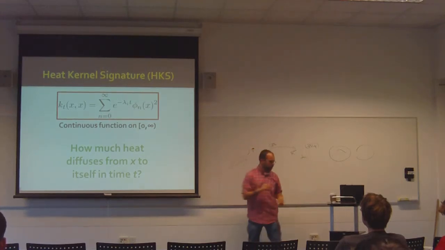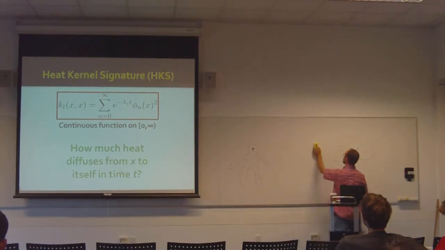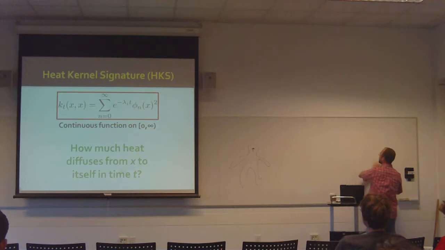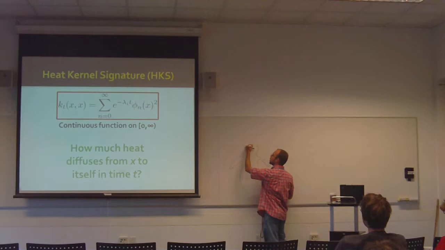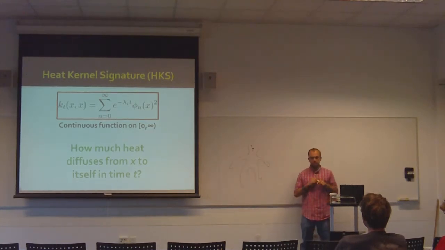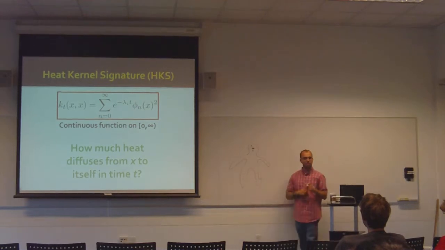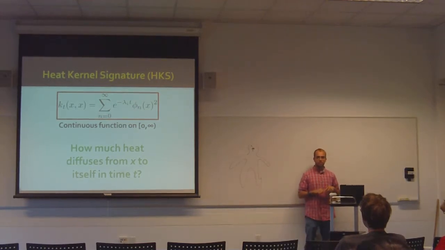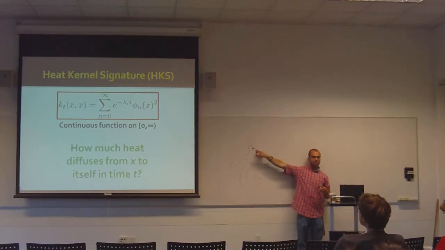Now we're going to associate with each point on our surface a function of time. What is that function going to be? Well, let's say that I'm at a point P, and I'm going to put a little delta of heat at point P. And then I'm going to watch over time what happens to this little bit of heat as it spreads out on the surface. It'll get wider and wider and diffuse to different places. And so this is a function of two things: your starting point, P, and the amount of time you've diffused, yeah?